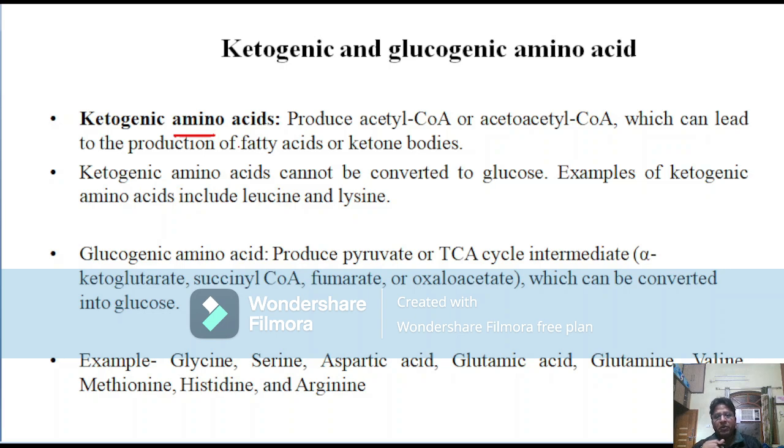Examples of ketogenic amino acids are leucine and lysine. These are the two amino acids specifically called ketogenic amino acids.